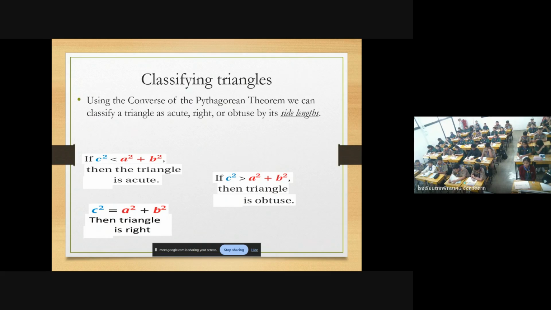Now, the other is c squared is more than a squared plus b squared. So we call it an obtuse triangle. Repeat after me: obtuse. So you need to remember these when we identify by the converse Pythagorean theorem or the side lengths. This is classifying whether the triangle is obtuse or acute.